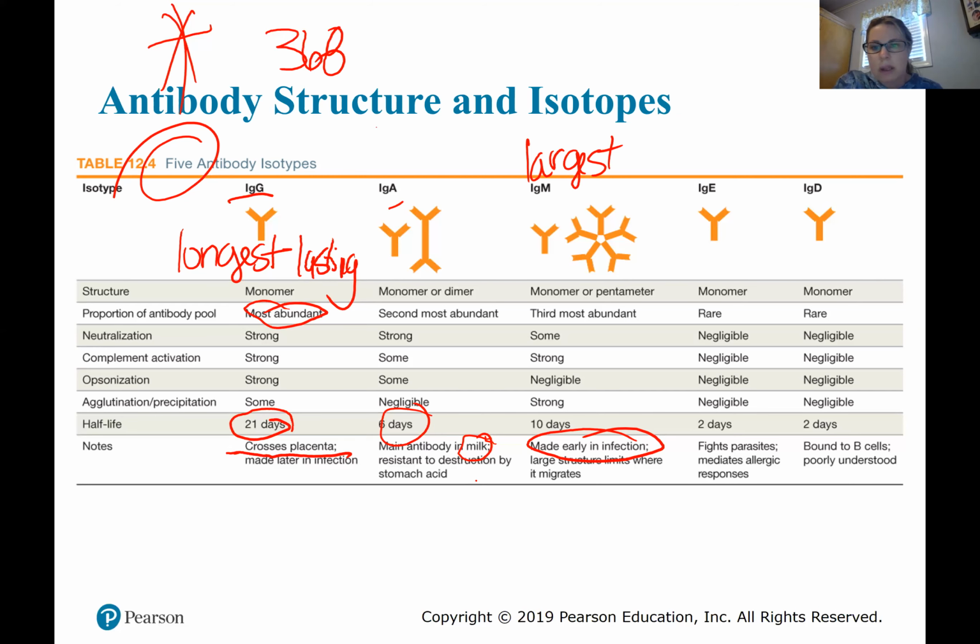I think that's it. IgE is used to fight parasites and is going to be at high levels in allergic responses, or if you have allergies. And then IgD, not really much known about that. Okay, so those are the 5 antibodies.